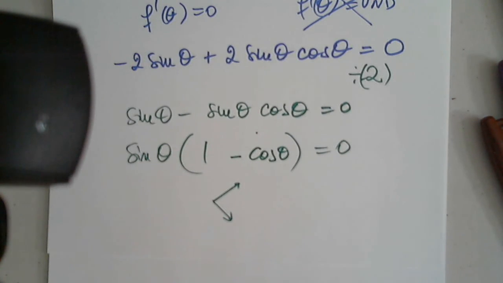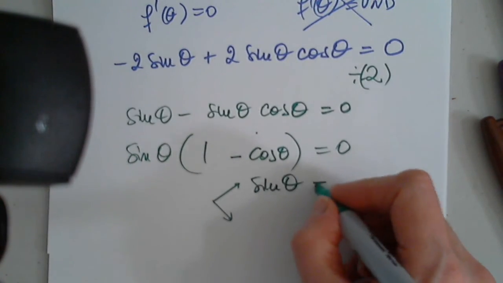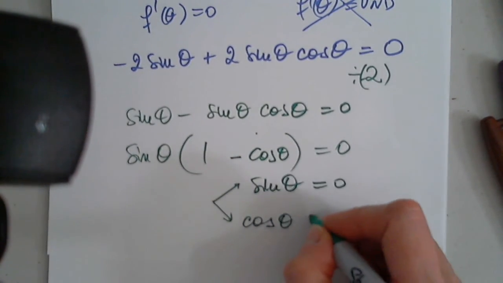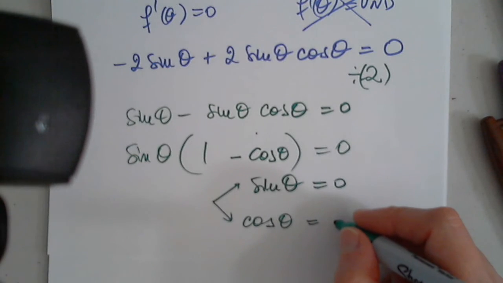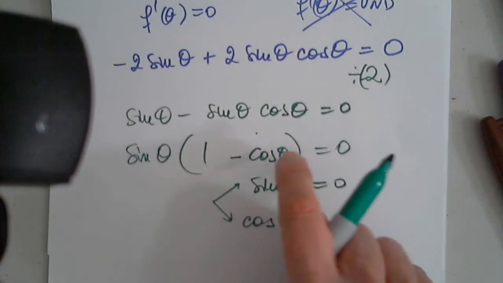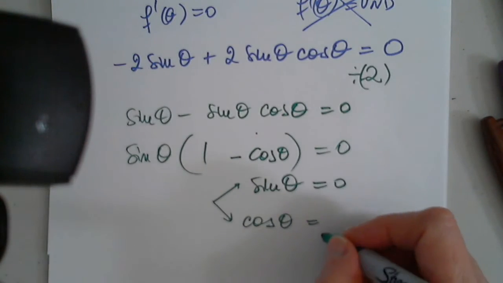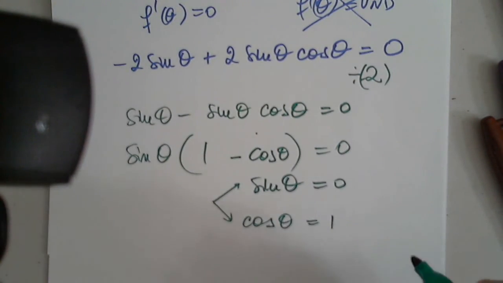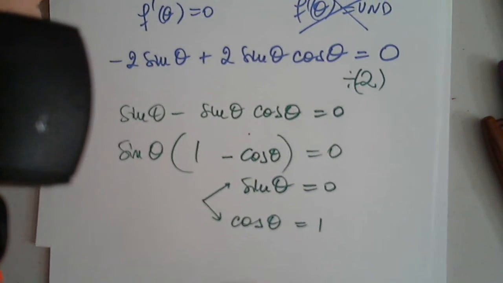Sine theta equals 0 and 1 minus cosine theta equals 0. Very good. Sine theta equals 0 and cosine theta equals -1. When I move cosine, it becomes positive. I mean 1. Very good. Now let's solve sine theta equals 0.